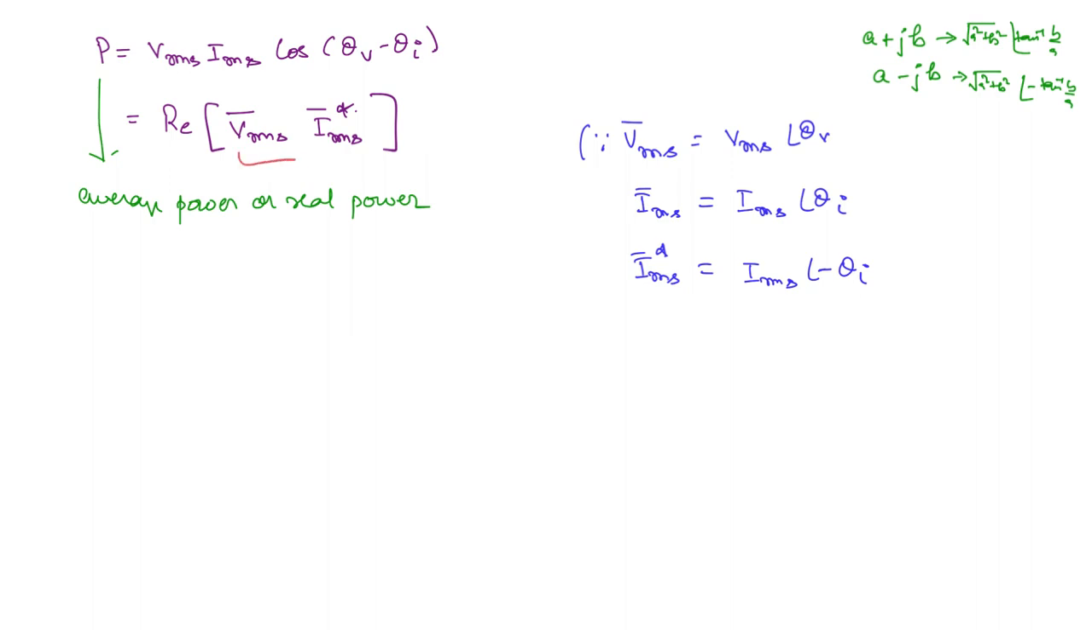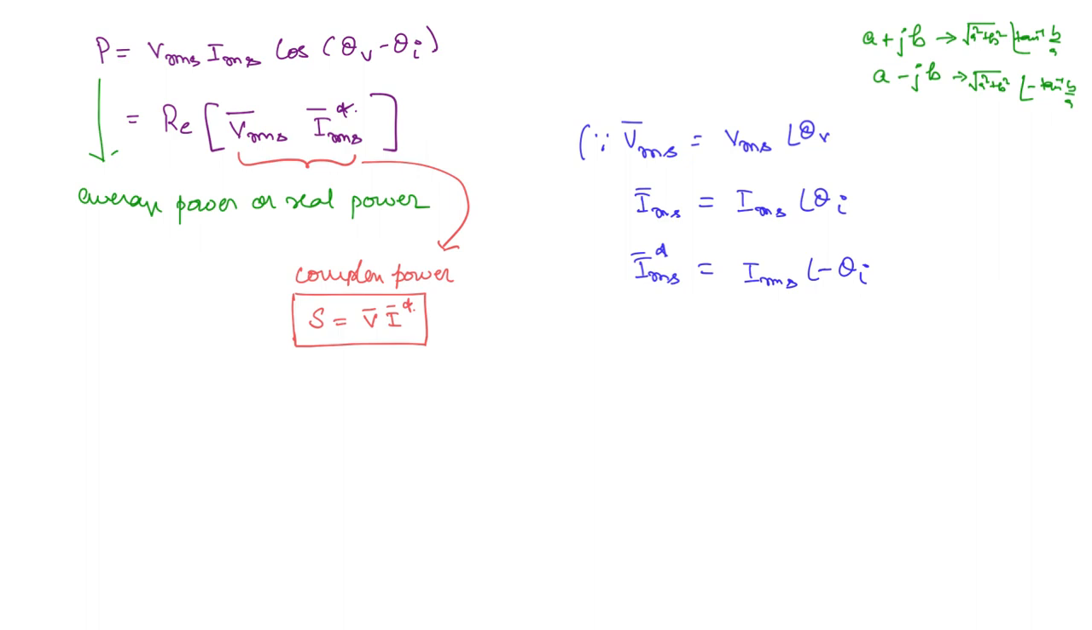Now this term that we have here, we take it as the complex power. The complex power S is given by V phasor and I phasor in the conjugate form. So we have defined the complex power. The real part of complex power is equal to the average power, and the imaginary part is going to be equal to the reactive power.